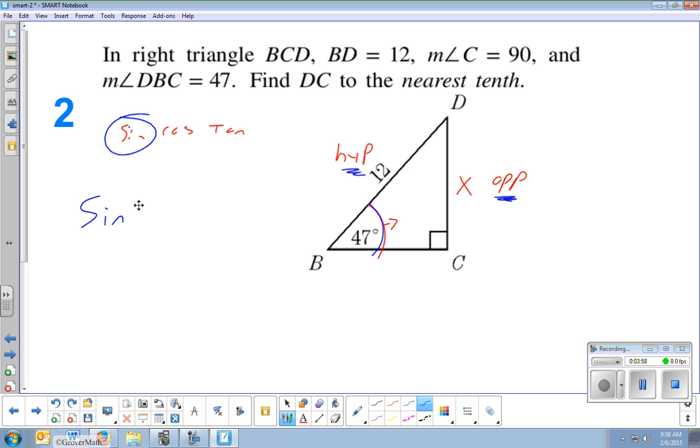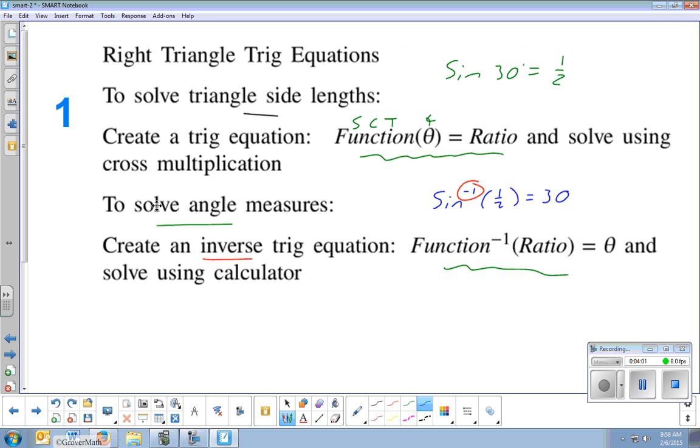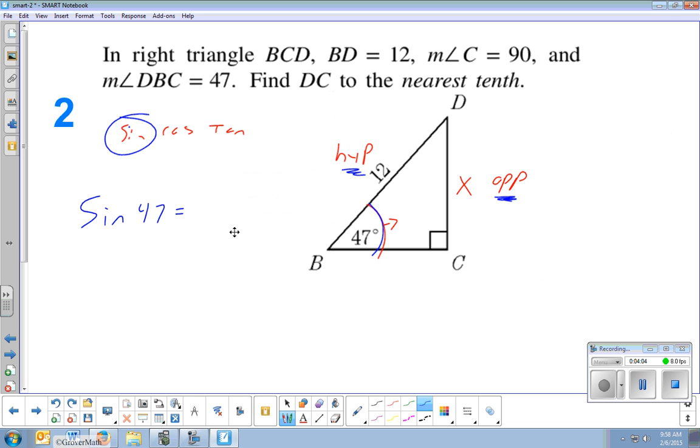What angle am I using? 47. So we start off by figuring out function theta. Well, we just figured that out to be sine 47. 47 was given to us, but the sine we determined by what sides we had. Then the ratio. Remember SOH CAH TOA tells us that sine is opposite over hypotenuse. So that would be the opposite side, which is x, over the hypotenuse, which is 12. So this right here is our complete trig equation of function theta equals ratio.